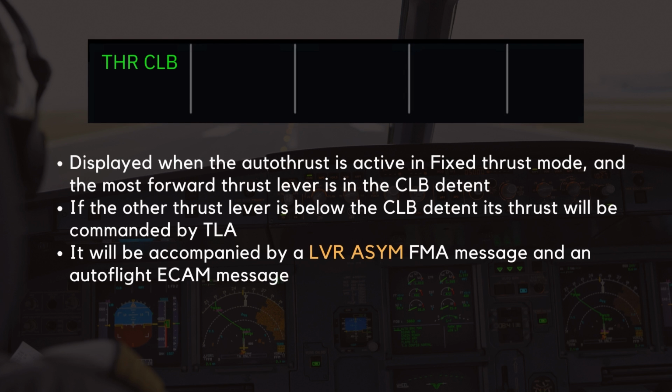Thrust climb is displayed with green text when the autothrust is active in fixed thrust mode, and the most forward thrust lever is in the climb detent. If the other thrust lever is below the climb detent, its thrust will be commanded by TLA. It will be accompanied by a lever asymmetry FMA message and an autoflight ECAM message.